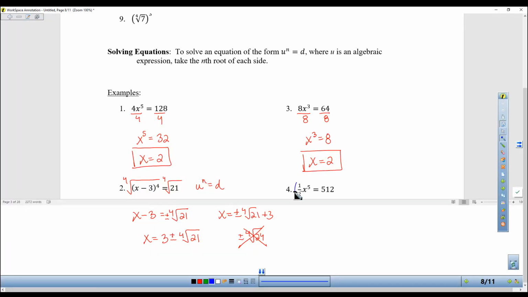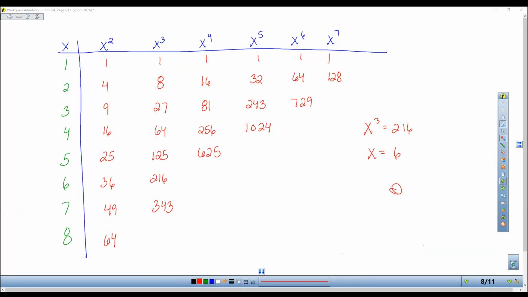On number 5, we're going to clear our fraction first, and that gives me x to the 5th is equal to 1024. Hopefully that's a vaguely familiar number. It is on our list, and it is a 5th power. It is, so this is 4 to the 5th.